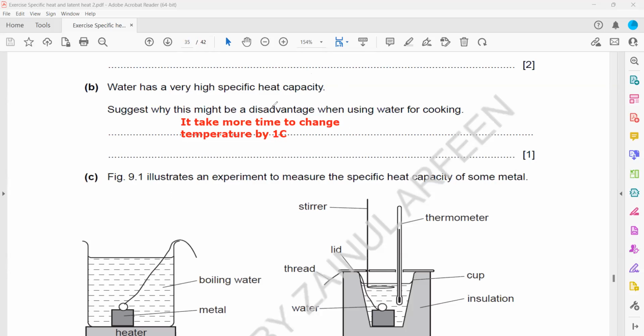And they can ask this question: why might this be an advantage when we are using water in a car radiator? So why will this be an advantage?